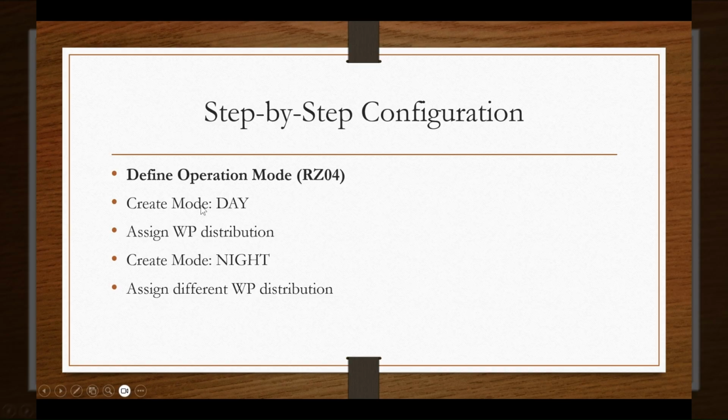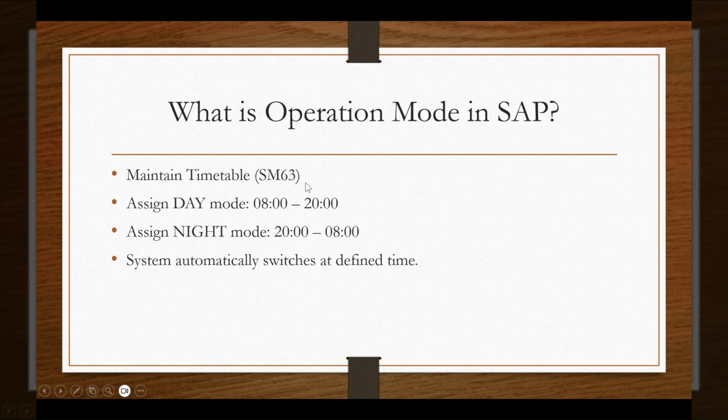Okay, create mode. These are the steps. Create mode, assign work process distribution. You will have to update the parameters like these. Then create mode night. Create and assign the work process distribution. Similarly, you have to maintain a timetable in SM36, like which mode will be active during which hours.